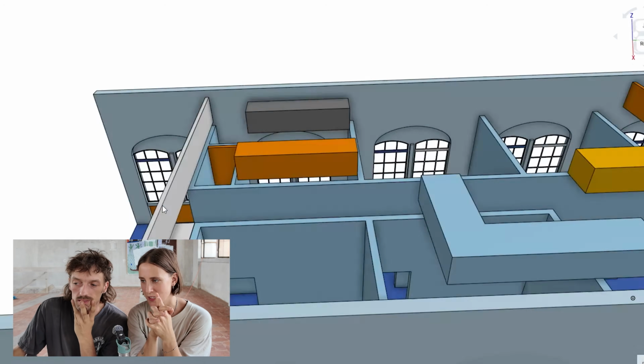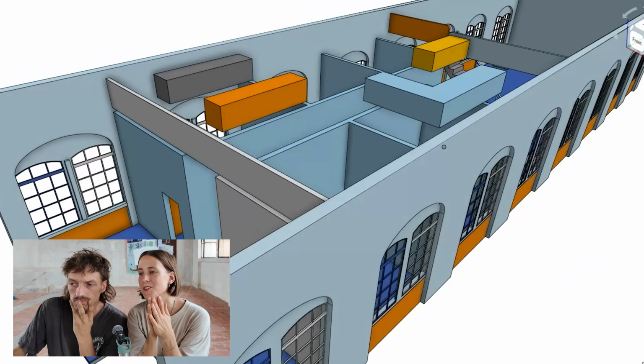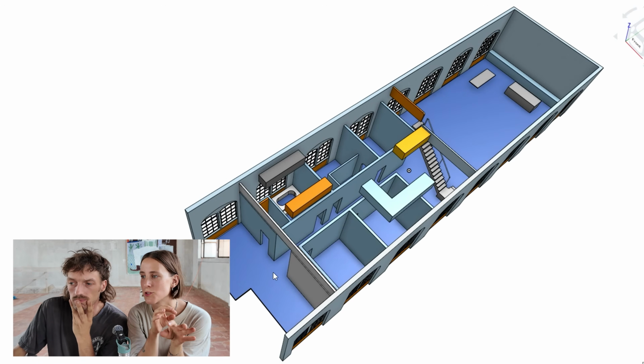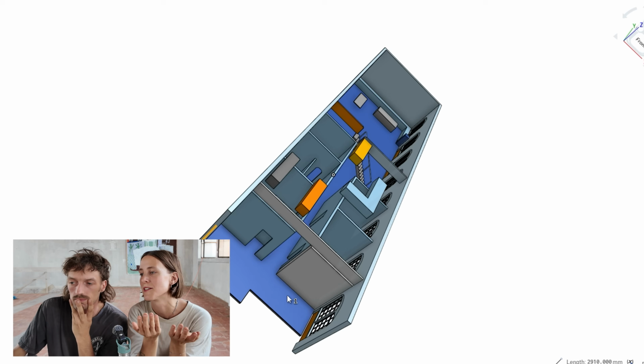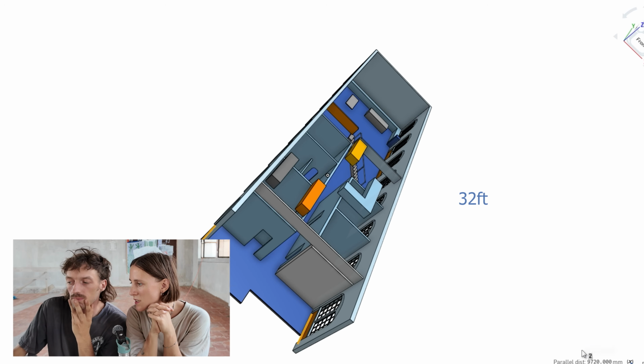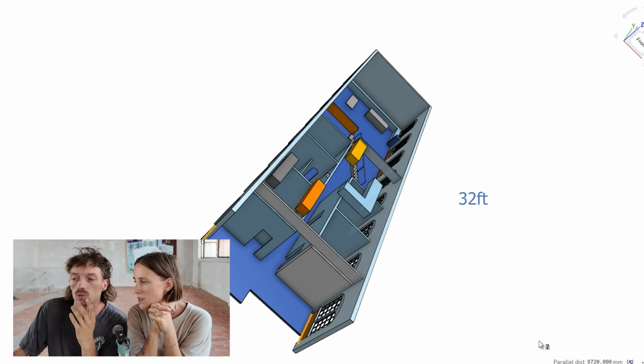Also, something to keep in mind: while this space is big, it's quite narrow. So the individual rooms that we will build will end up being kind of small. In total, it's 9.7 meters full width.